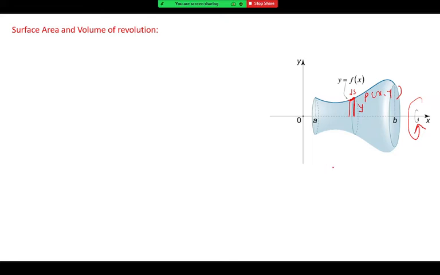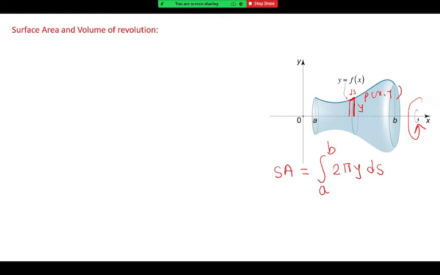So what about that surface area? 2 pi y ds. So 2 pi y ds will be the surface area of that small disk, and we are interested in the entire surface area. The entire surface area is given as the integral from x equal to a to b. This is the formula for surface area that you have to remember: the surface area is the integral from a to b of 2 pi y ds.